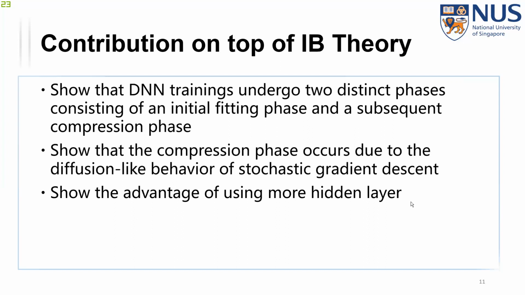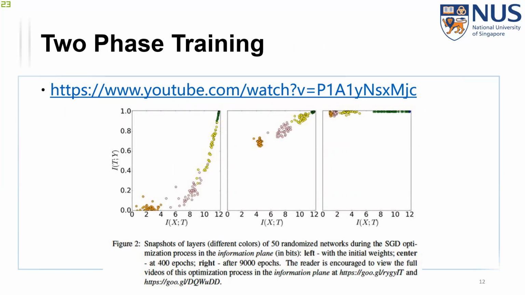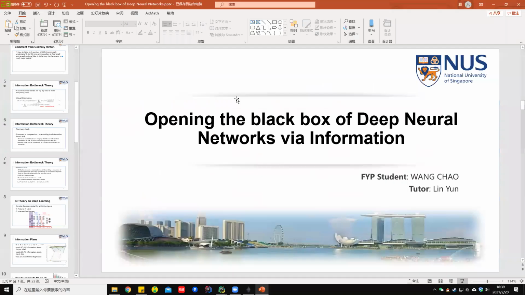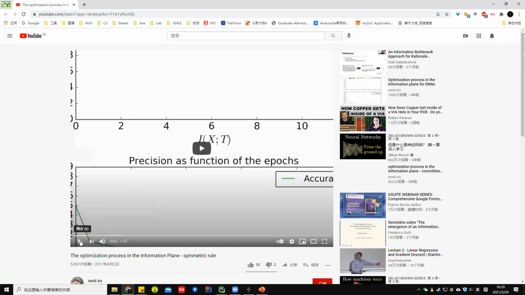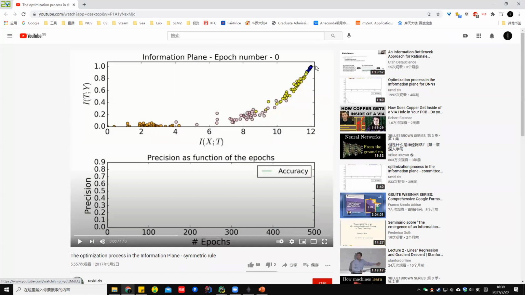So first, what is two-phase training? It may not be clear from one single image, so they provide a video to show that. So I will play it to you. It's quite short. Okay, let's start from the beginning. You can see at the beginning the settings are the same. This one is the higher layers, medium layers and lower layers. Let's see the result.